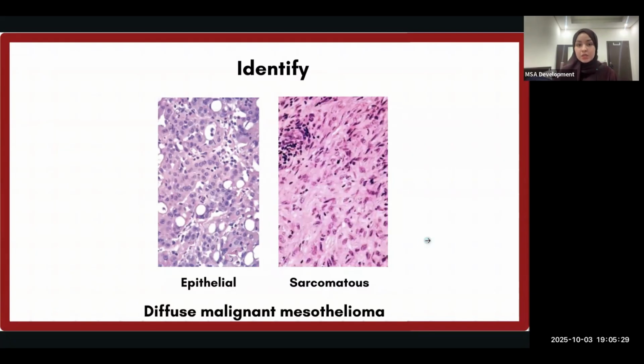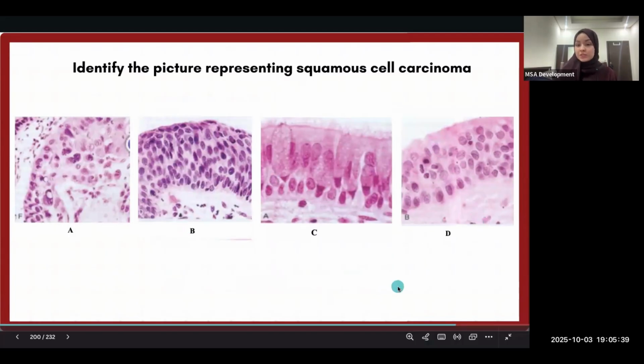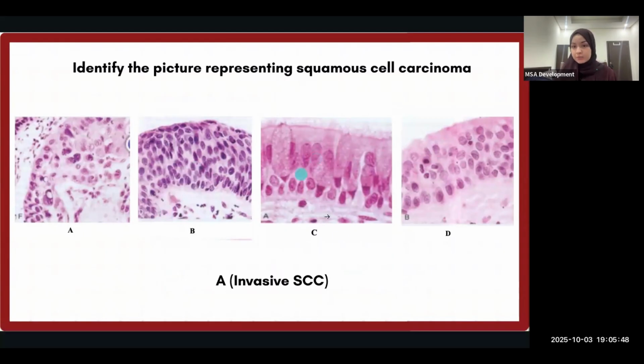Okay. Next, identify the picture representing squamous cell carcinoma. So these are all one of the stages, but which one is invasive squamous cell carcinoma? A. Okay. This is dysplasia. This is goblet cell hyperplasia.